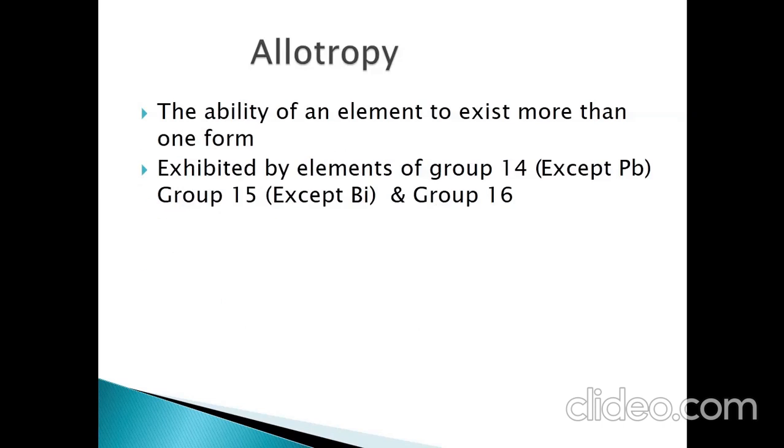Now let us study allotropy. The ability of an element to exist in more than one form is called allotropy. It is exhibited by the elements of group 14. For example, carbon exists in different allotropes, except for lead. Group 15 also shows allotropy except for bismuth, and group 16 also shows allotropy. So this was all about allotropy.